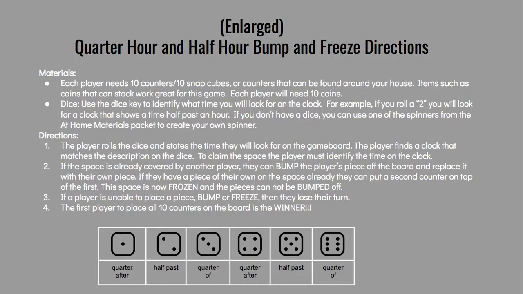But if that space is already covered by another player, you can bump their piece off the board and replace it with your own. If you have a piece of your own, you can put a second counter on top of that. So if I was already at that clock and I needed it again, I could put another counter or another coin on top of it, and then that means it's frozen and can't be bumped off. If you're unable to place a piece, bump or freeze, then you lose your turn. The first player to place all of their 10 counters on the board is the winner.